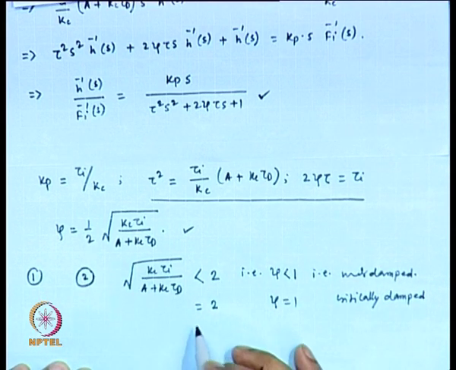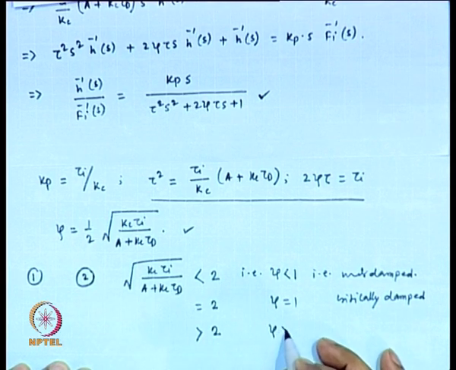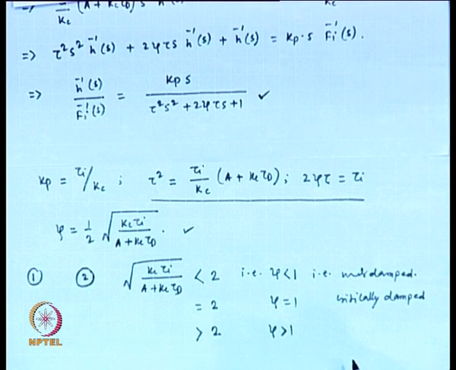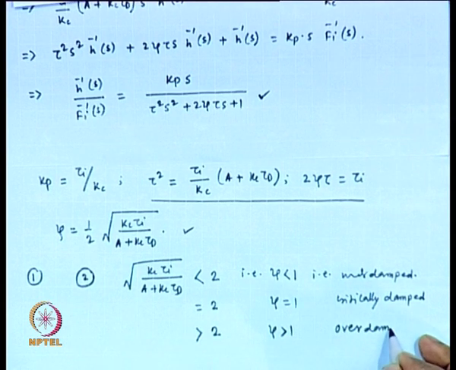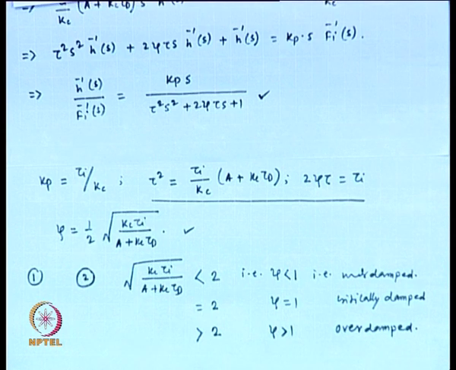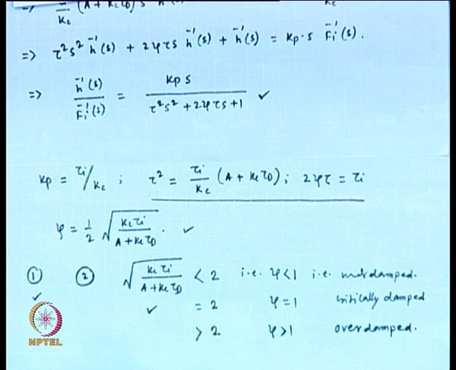Fine. Similarly, if this is greater than 2, then zeta is greater than 1. Then it is the case of overdamped response. Fine. So, our first conclusion is the overall response becomes second order, and it may be overdamped, may be underdamped, may be critically damped depending on the value of this zeta. Thank you.